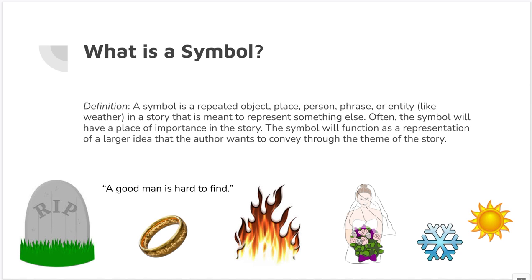point you towards. So some examples of possible symbols could be a graveyard, a phrase like a good man is hard to find, the one ring of power like in Lord of the Rings, fire, the job or occupation or some characteristic of a character, or even things like weather like snow and sunshine.